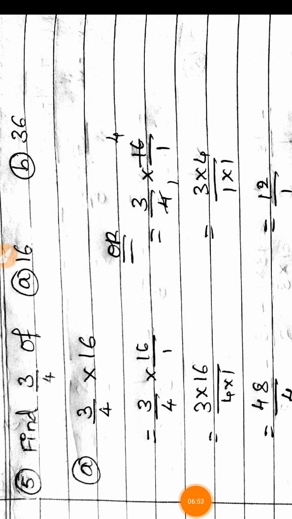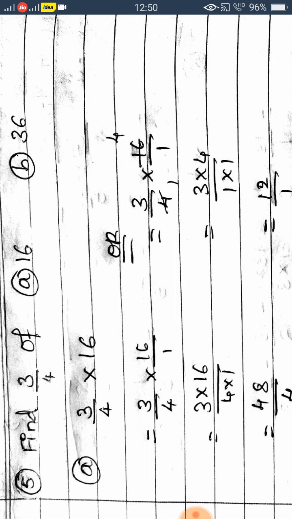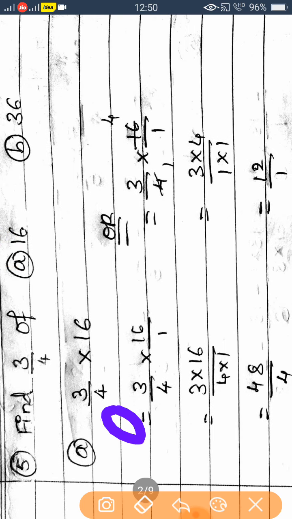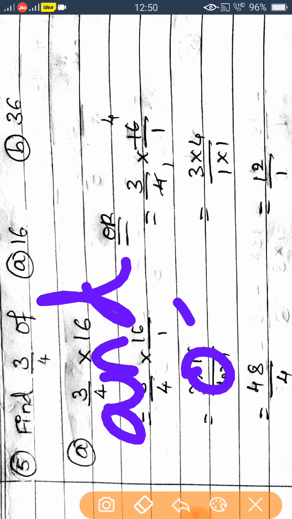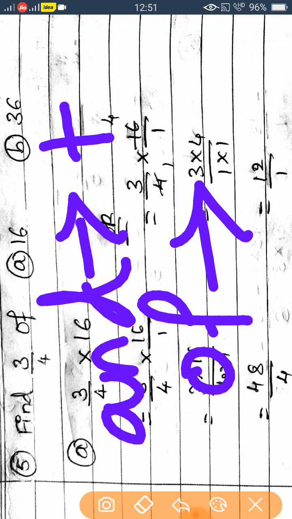Now go for the fifth question. A direct question from the exercise only I have chosen. If the question arises, find 3 by 4 of 16. See, this "of" is nothing but multiplication. Keep it in mind. In fractions, two words will come, those are nothing but "and" and "of". See, "and" operation represents addition. The "of" operator represents multiplication. That's all.